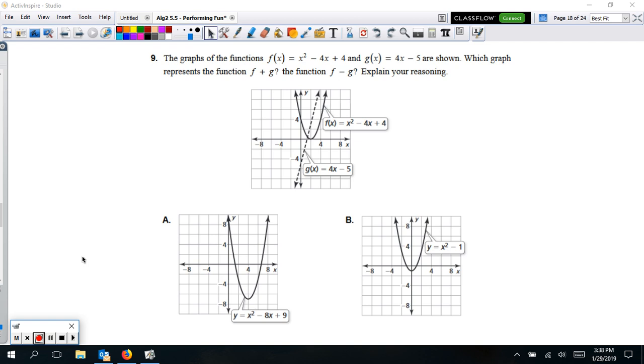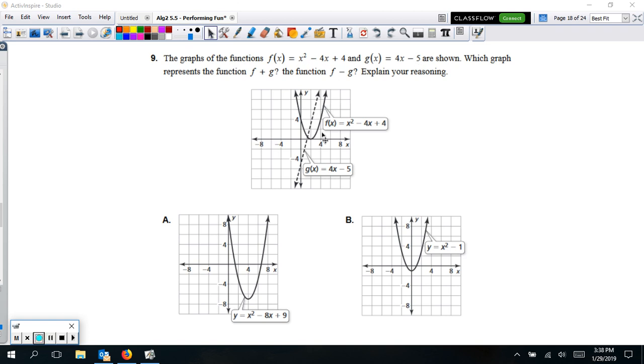Okay, problem 9 on 147. This one's a little different, but it's the same thing that we've been doing. F plus g, f minus g is what it's saying here. So it gives us the graphs of these two functions. Here are our functions here.